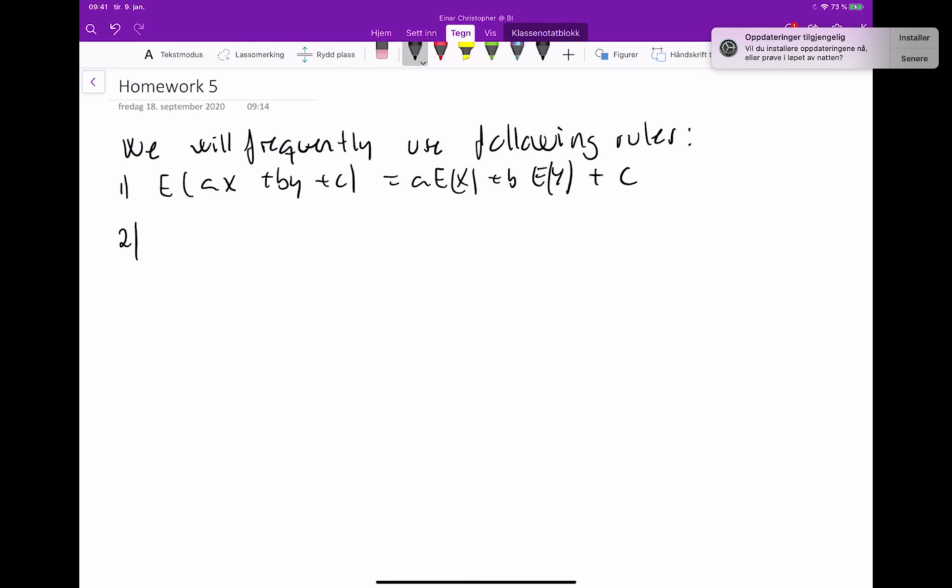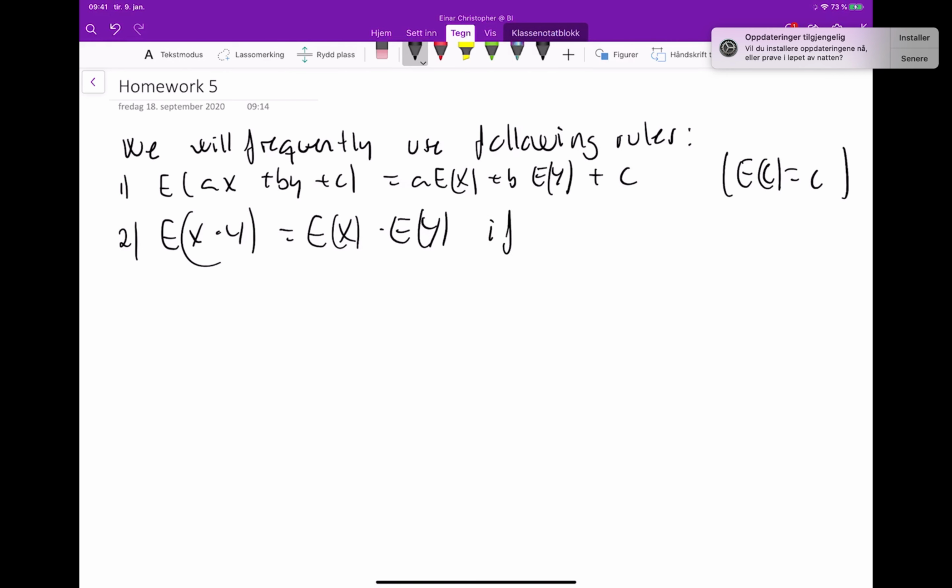Then 2, the expectation of x times y, I could write here, is equal to the expectation of x times the expectation of y if x and y are independent random variables.